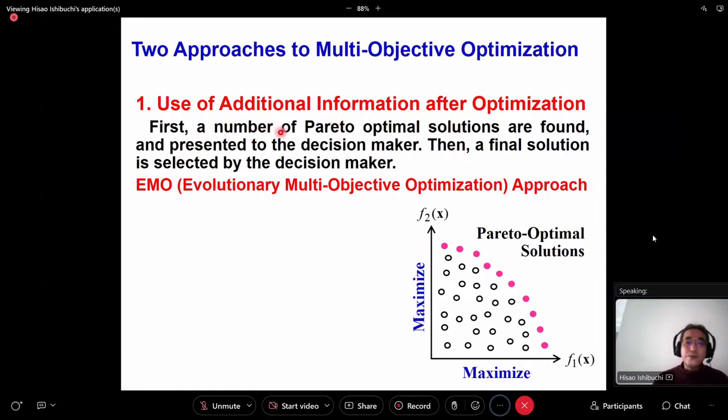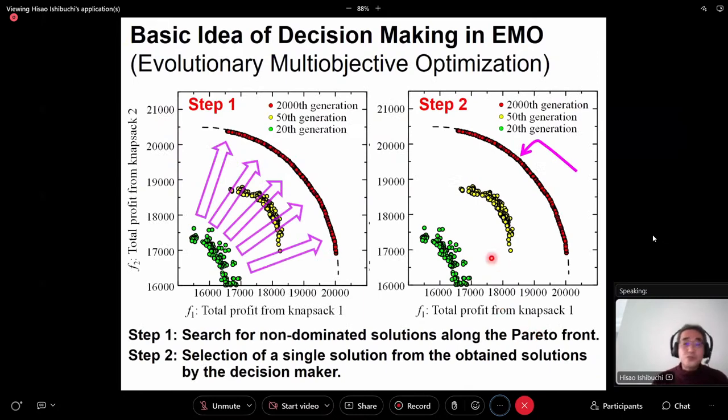First, a number of Pareto optimal solutions are found and presented to the decision maker. Then a final solution is selected by the decision maker. This is the evolutionary multi-objective optimization based approach to multi-objective optimization. First, these solutions are found. Then, after that, the decision maker is supposed to select one final solution. Here, this approach is explained.